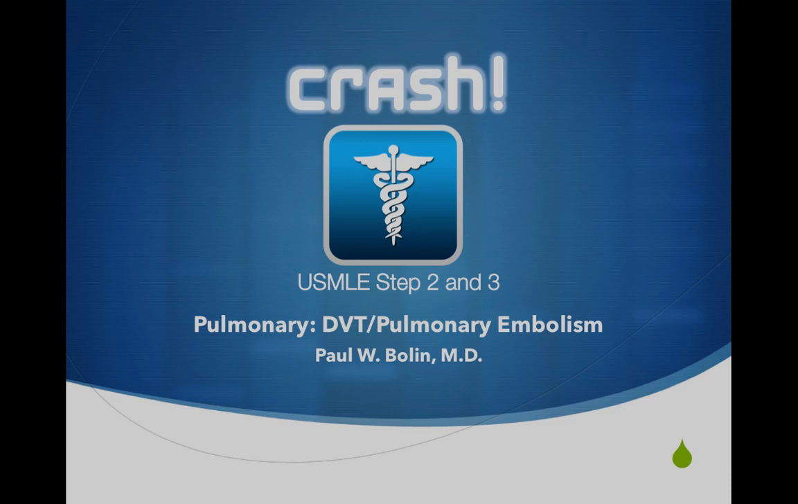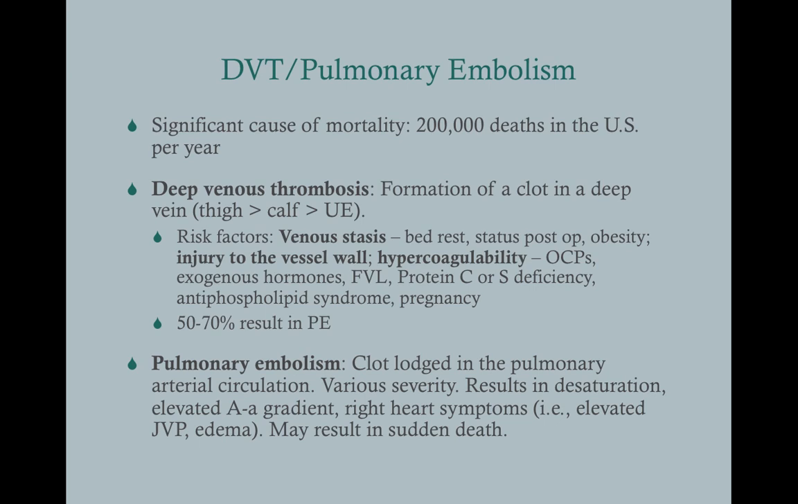Hello everybody, so we're going to talk today about DVT and pulmonary embolism. And the reason we're talking about these two together is because you can't take one and not talk about the other. About 50 to 70% of cases of deep venous thrombosis result in pulmonary embolism. So these two are intimately related. Pulmonary embolism is a significant cause of mortality, about 200,000 deaths per year.